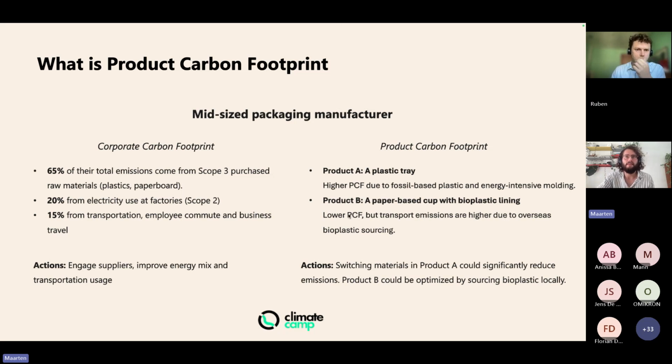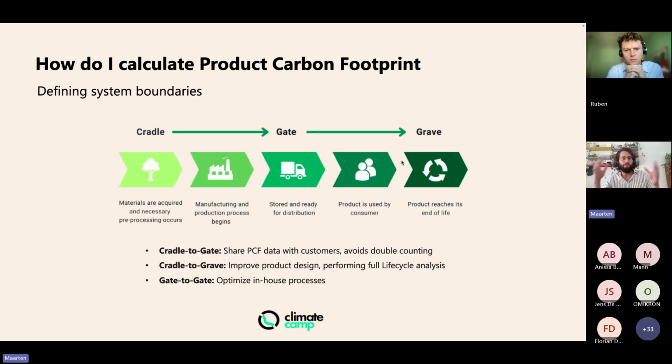This is the difference between getting more specific on reduction initiatives and using product carbon footprint to do optimizations on a product level. Now, this was a bit the general introduction to product carbon footprint. Now we want to go into the specifics of how do I calculate a product carbon footprint. And it all starts with defining the system boundaries. And the system boundaries are related to what you are trying to achieve.